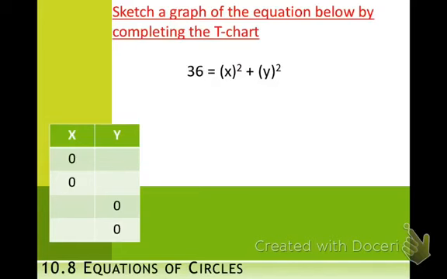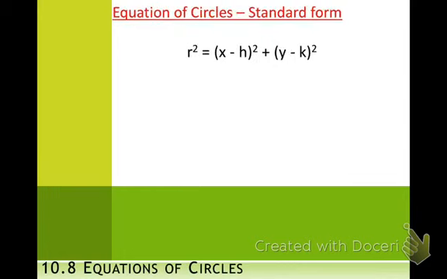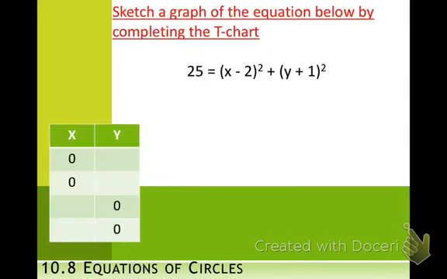Let's try one more in this way. The problem's going to look a little different here. So I've got 25 equals x minus 2 squared plus y plus 1 squared. So again, we're going to make our t-chart. So I've got x, y, zeros. I'm going to find some zeros. We're going to kind of see where that lands us. So let's plug in 0 for x first.